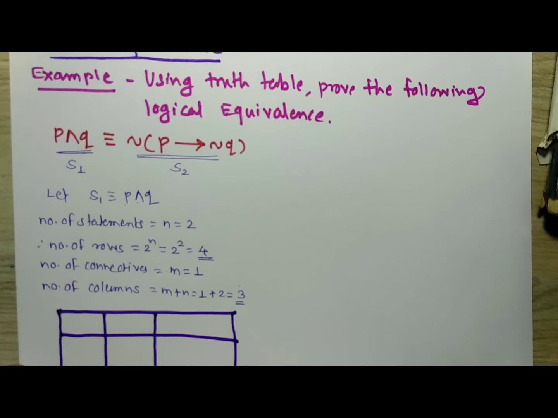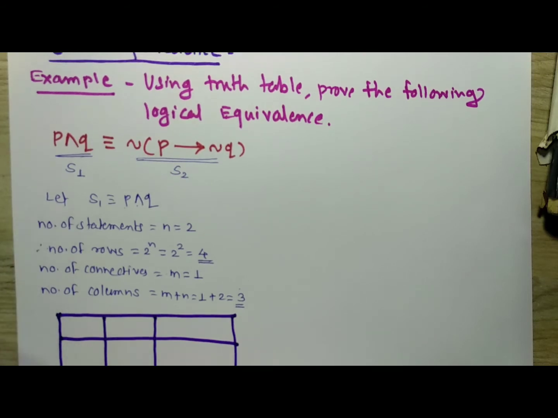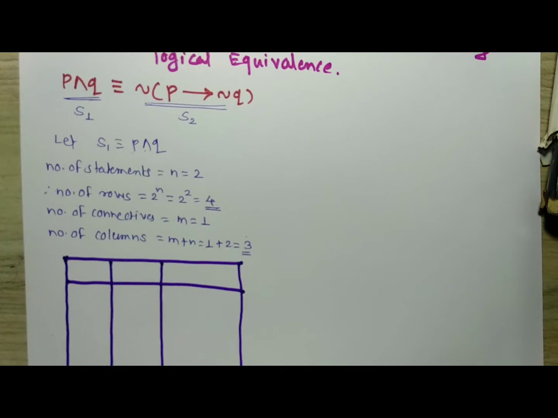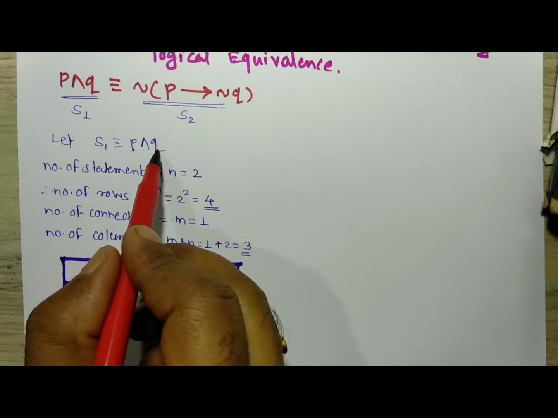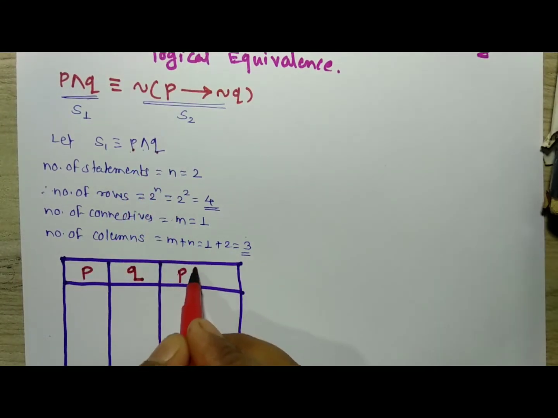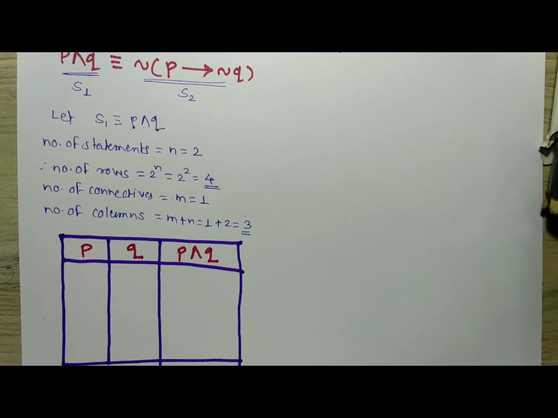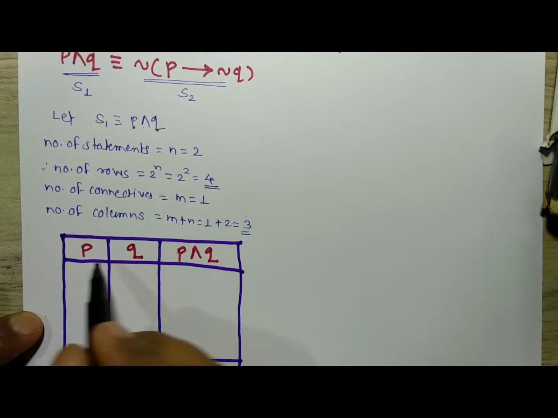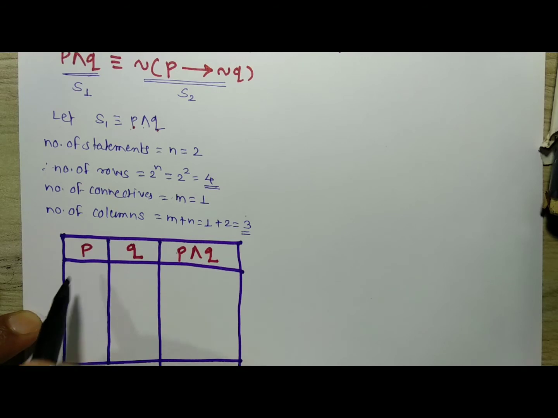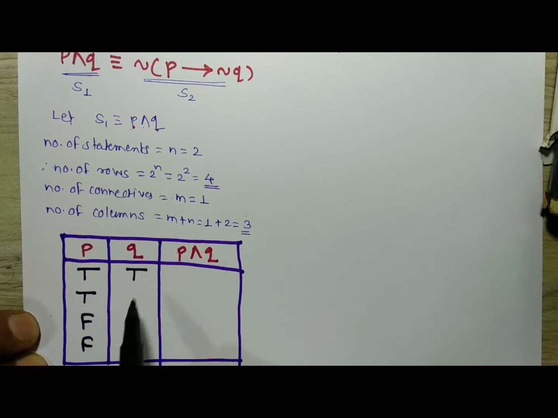In this truth table you have the 3 columns and 4 rows. The first column is P, the second column is Q. Now the truth table consists of 4 rows, and for this purpose the first statement has two true and two false: first true, second true, third false, fourth false. The second statement has alternate true and false: true, false, true, false.